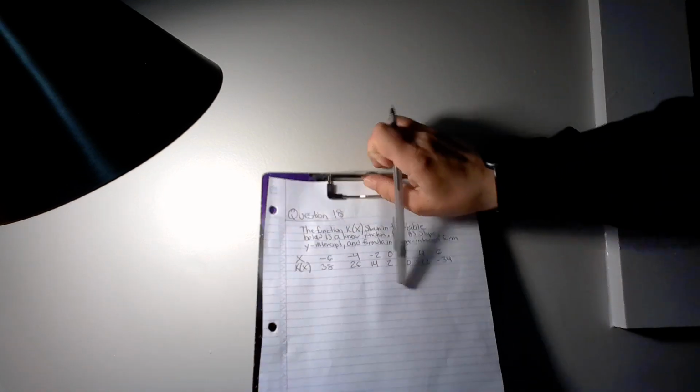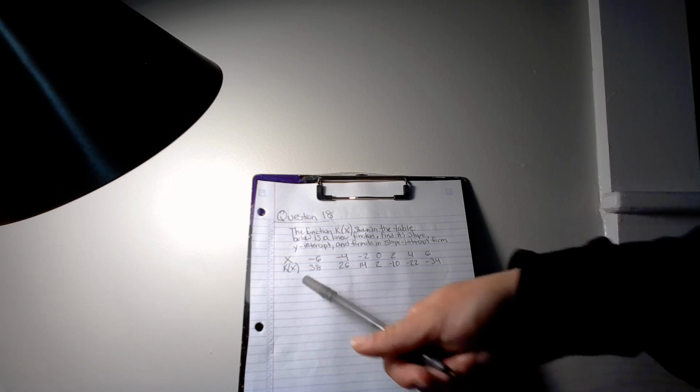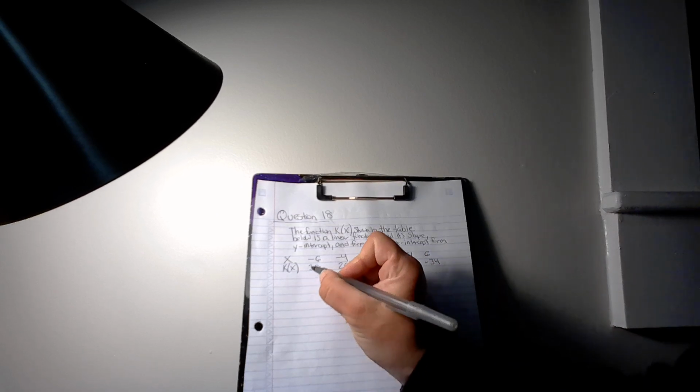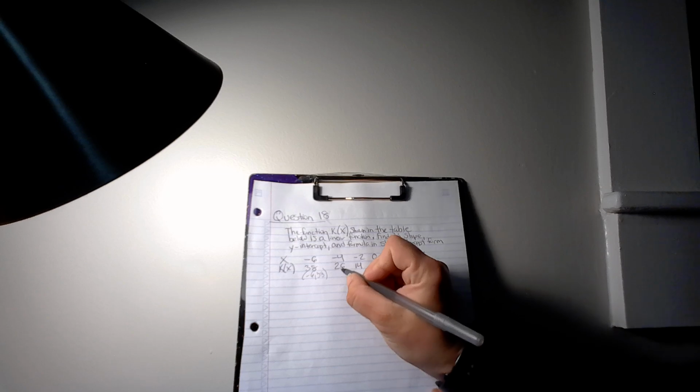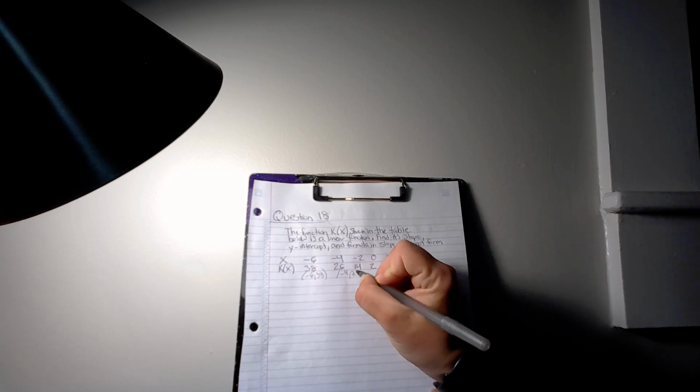The second question I chose was question 18. That question is: the function k of x shown in the table below is a linear function. Find its slope, y-intercept, and formula in slope-intercept form. So here they give you this chart. What I did was choose 2 points from the chart. I chose (-6, 38), and then I also chose (-4, 26).